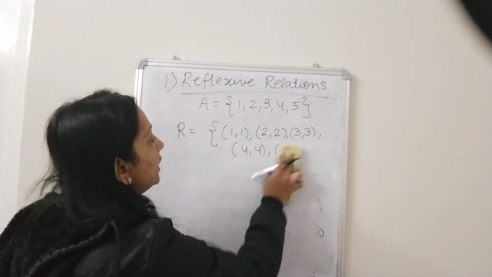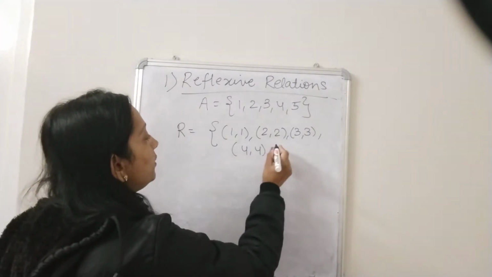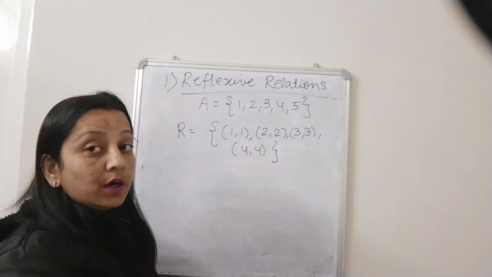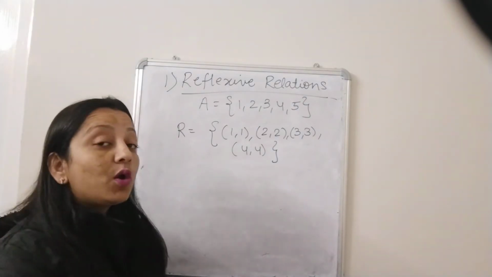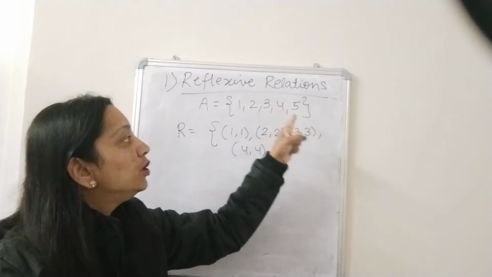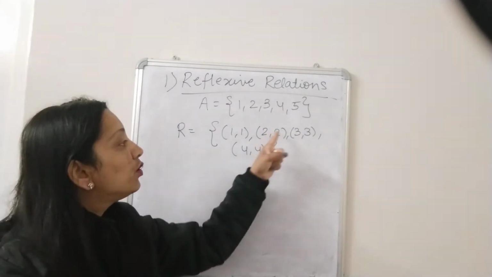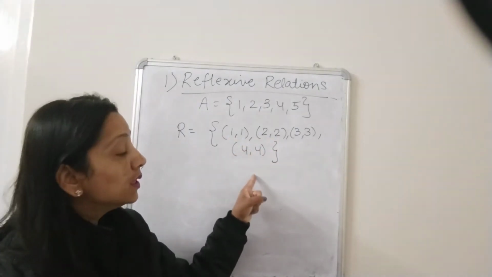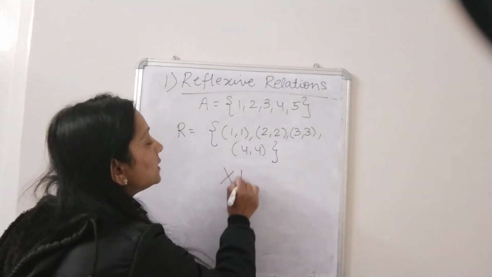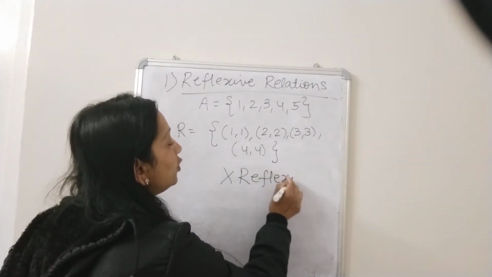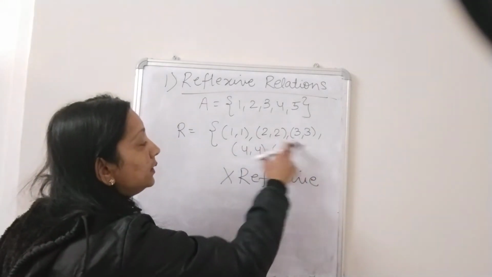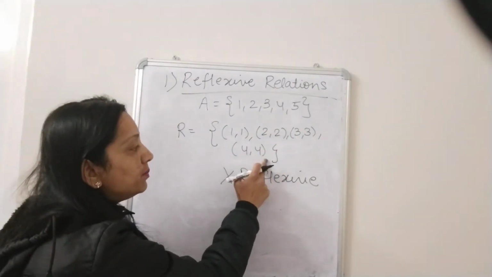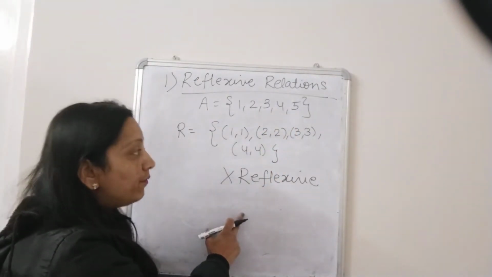Now, if I have the ordered pairs in this form, so (1, 1) is here, (2, 2) is here, (3, 3) here and (4, 4) is here, still I cannot call it reflexive, because what did I say? For every element of A, and here every element of A is not being considered. Here 1, 2, 3 and 4 are considered, but 5 is missing. So in that case, this is not reflexive. You have to keep in mind that this pairing must be there for each and every element of A. Even if one element is missing, it will not be called reflexive.